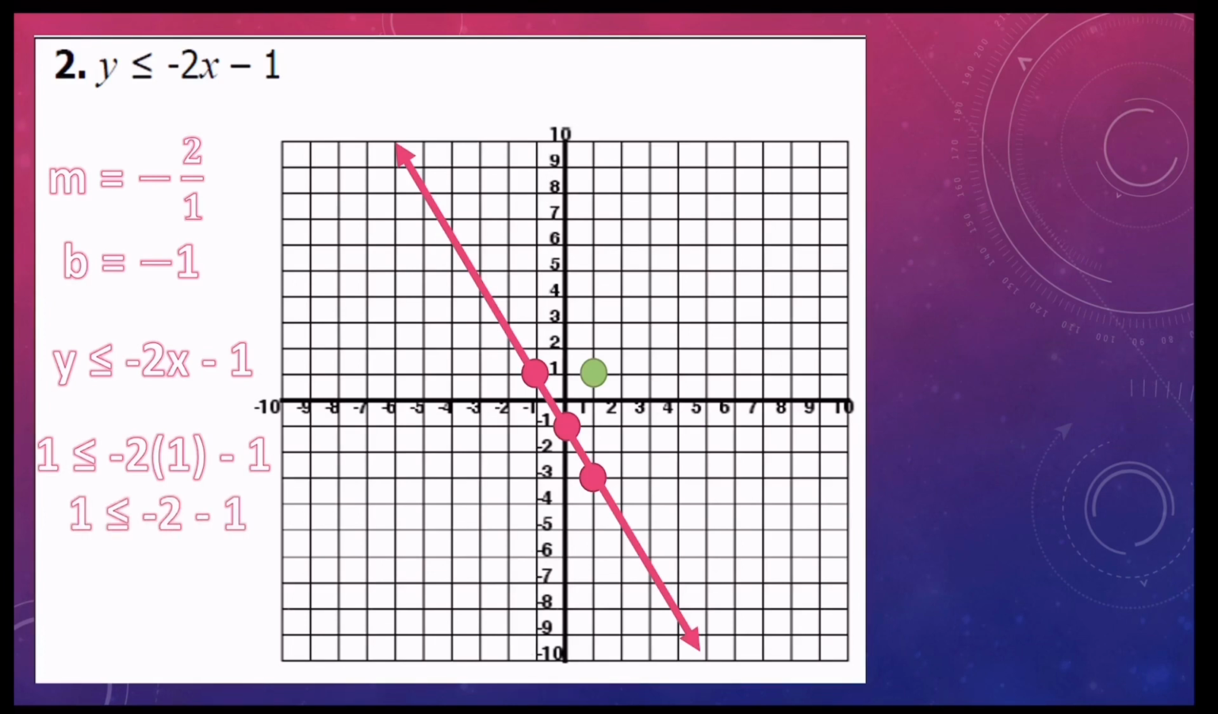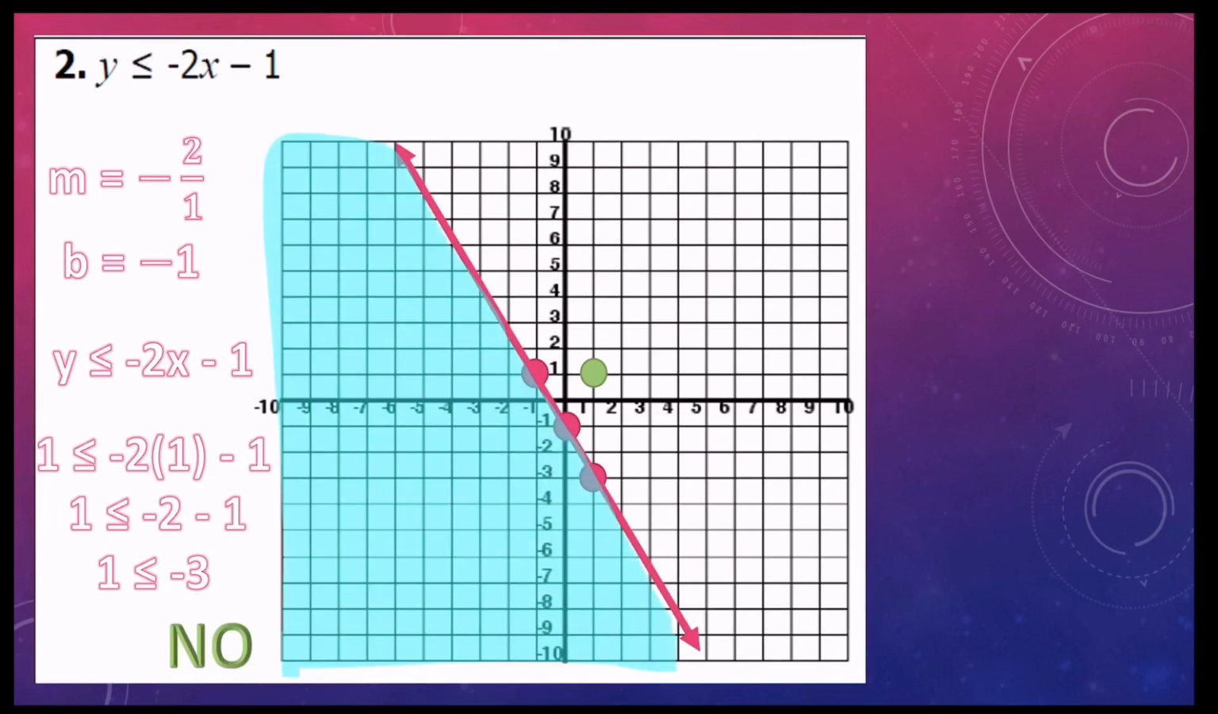If I plug in 1 to x and y, and I do my math, is 1 less than or equal to -3? No, that statement is false. It's a no, meaning I don't want to shade that point. I want to shade on the other side. Because what you're shading, I said it in a couple slides prior, are all the possible solutions. So everything here shaded in that light blue is a solution to that inequality.